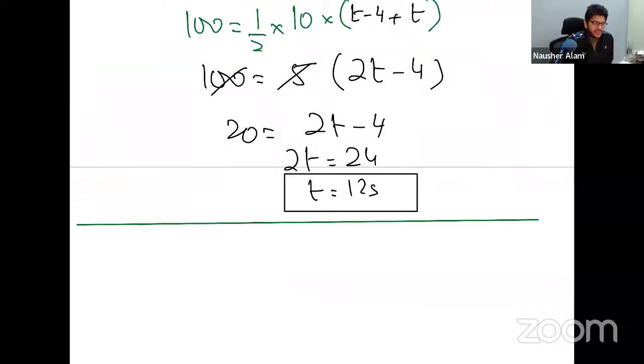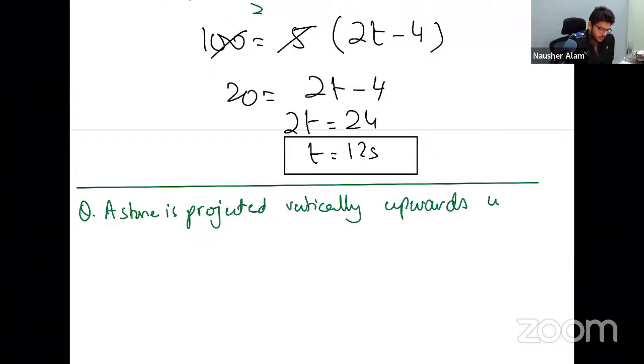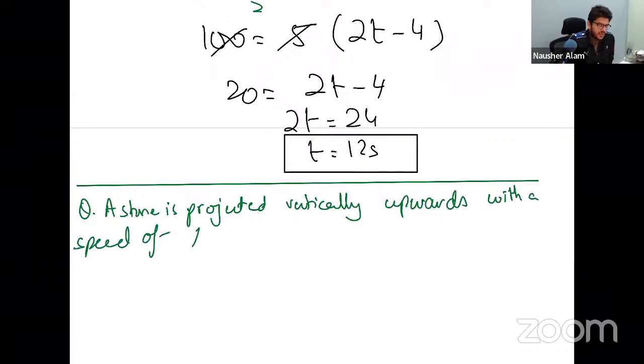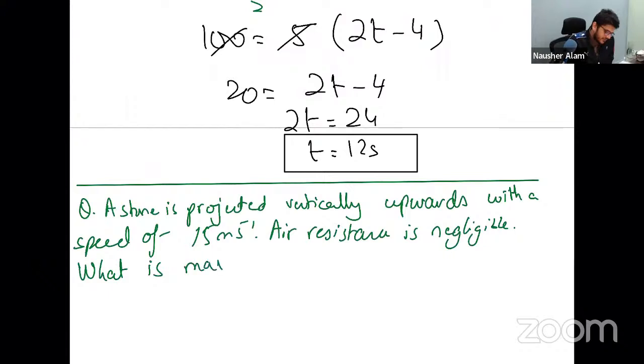Please write down another question. Your next question is, a stone is projected vertically upwards with a speed of 15 meters per second. Air resistance is negligible. What is the maximum height reached?